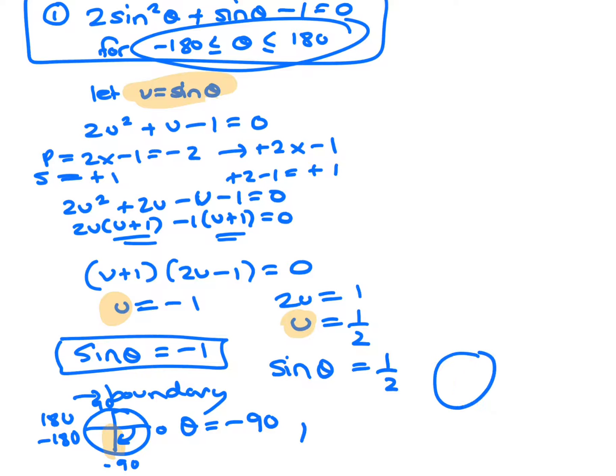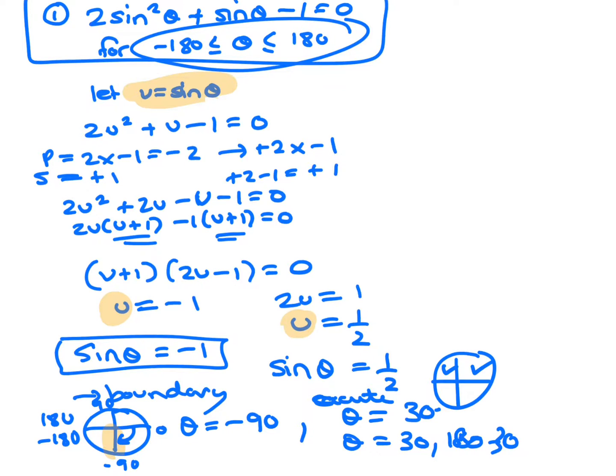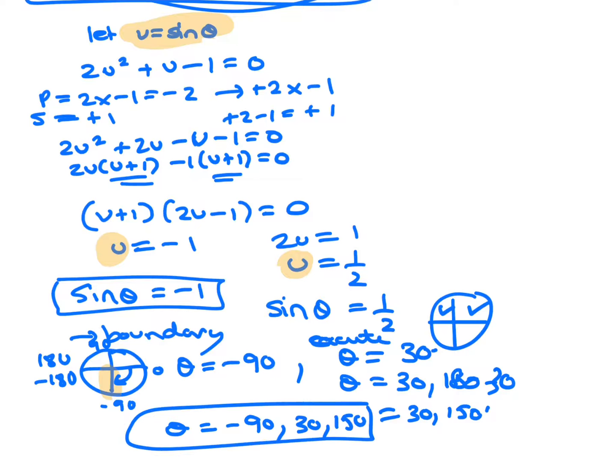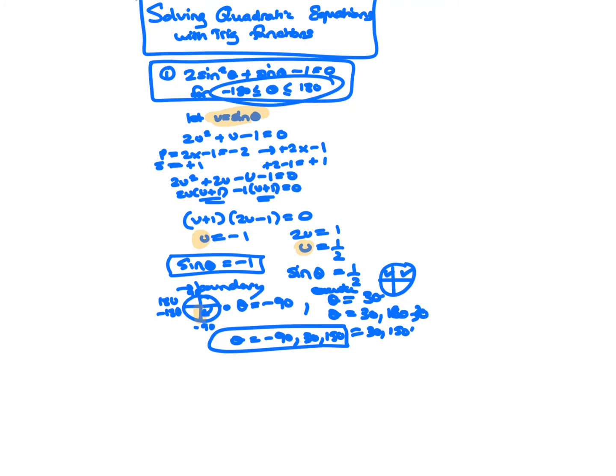Okay. This one here we'd have to get quadrants, so sine's positive there and there. The acute angle is 30. So theta is going to be 30 and 180 minus 30. So it's going to be 30 and 150. So theta is minus 90, 30 and 150 would be the solution to this equation.